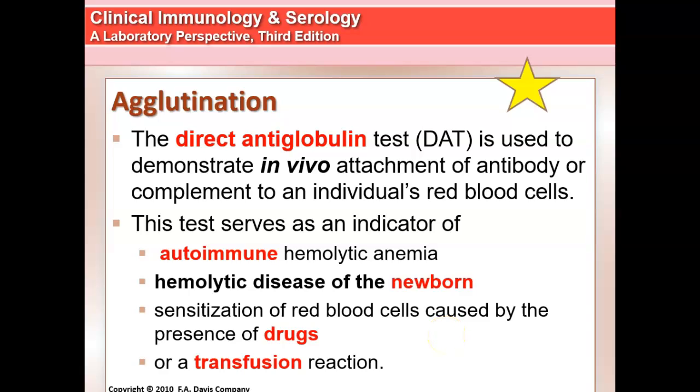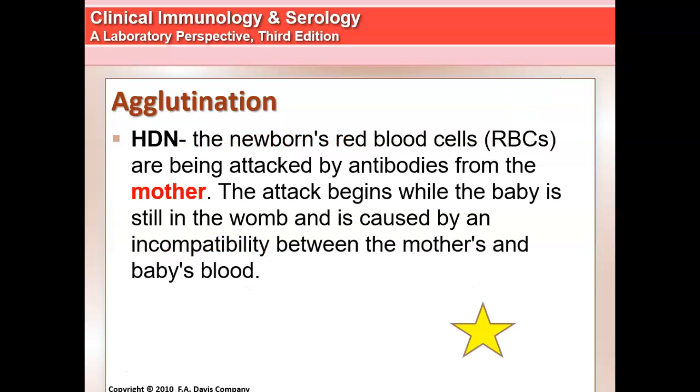The direct antiglobulin test, or DAT, is used to demonstrate in vivo attachment of antibody or complement to an individual's red blood cells. This test serves as an indicator of autoimmune hemolytic anemia, hemolytic disease of the newborn, sensitization of red blood cells caused by the presence of certain drugs, or a transfusion reaction. So these 4 examples right here are all examples of diseases when your red blood cells become coated with unknown or unexpected antibody in your body.